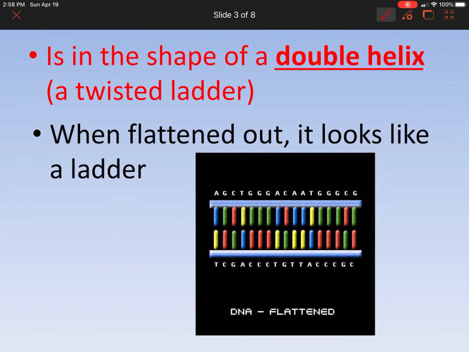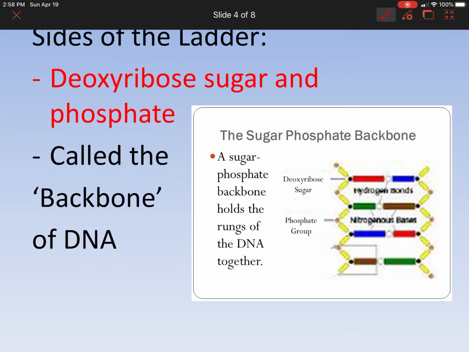Now, it is in the shape of what's known as a double helix. The double helix is what we think of as the twisted ladder. When it's flattened out, it looks like a ladder, so this would be DNA flattened out. And we're going to learn about the different parts here for the DNA. Okay, so known as the sides of the ladder. So these pieces here, so I'm talking about these two sections here. These are the sides of the ladder.